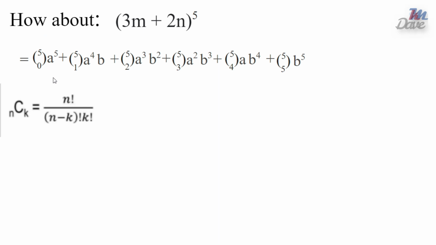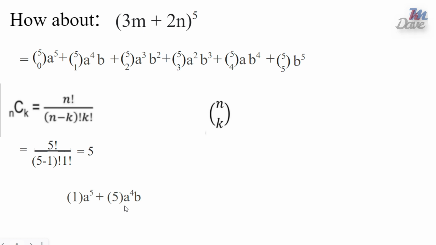Substitute the value of n, which is the upper number, and the value of k, which is the lower number. So 5 factorial divided by 5 minus 0 factorial times 0 factorial is equal to 1. So it will become 1 times a raised to 5. Next is 5 factorial divided by 5 minus 1 factorial times 1 factorial, which is equal to 5. And it will become 5a raised to 4b. Just copy the variables together with the exponent of the a variables.